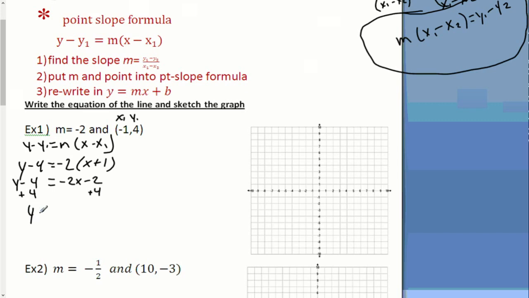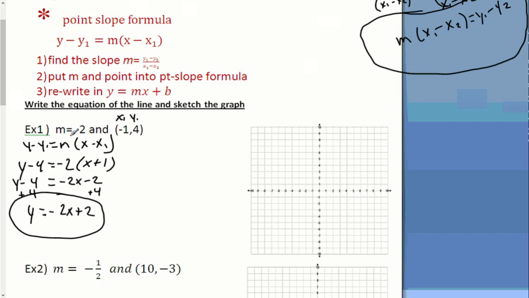I get y equals negative 2x, negative 2 plus 4 is plus 2. So there we have it. There's the equation of the line. This is really nice because this will always work from now on. As long as you have a slope and a point, or 2 points, which we're going to do in a few minutes, you can write the equation of the line.